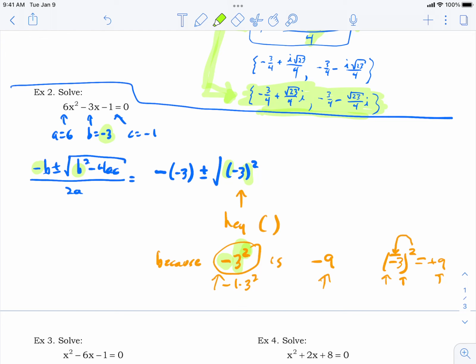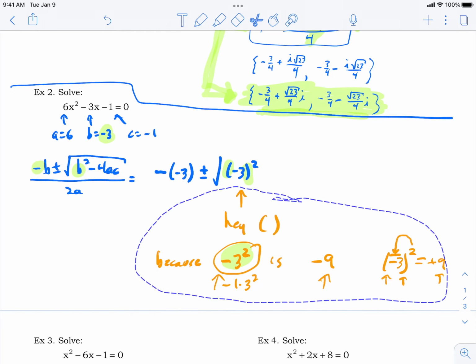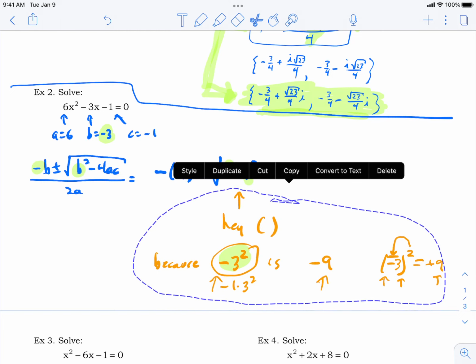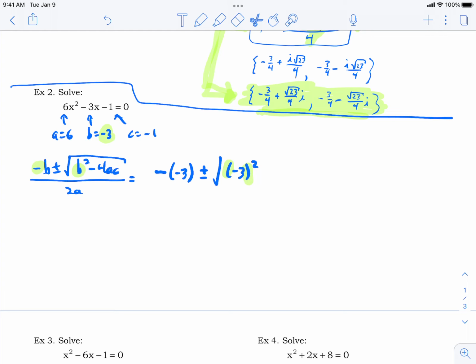And if you write it this way, that's actually wrong. Even if you call that a +9, what you're doing is you're making 2 mistakes in a row. You don't want to do that, right? So there's one of my hey moments. When you plug in, make sure that you're using parentheses. Be very careful about that.